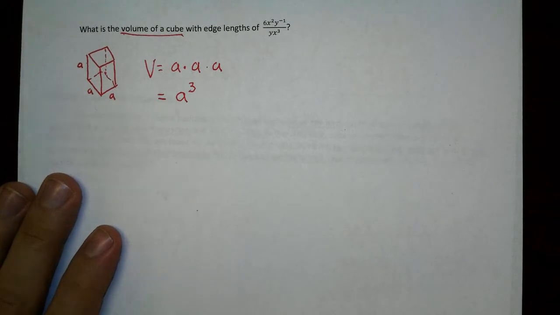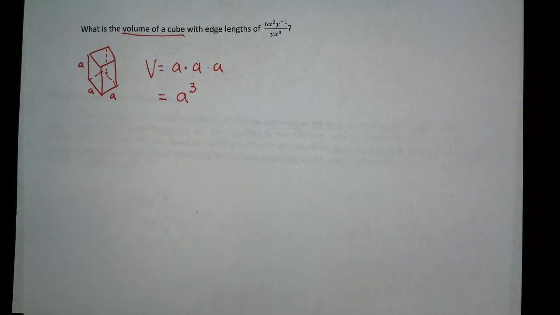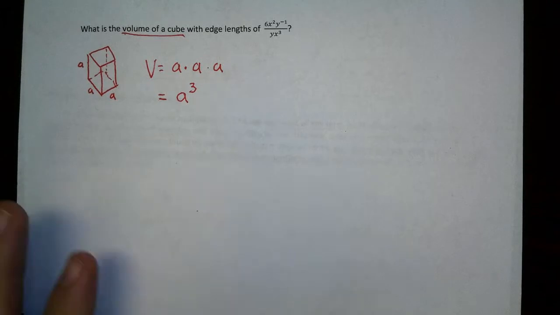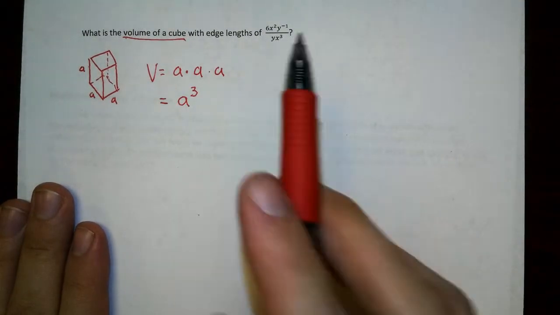So now, we need to find volume, and we just took the first step to setting this up. We know how to find volume, now we just need to plug in our information from the problem into this. So the edge length is this. That means that this is going to be a.